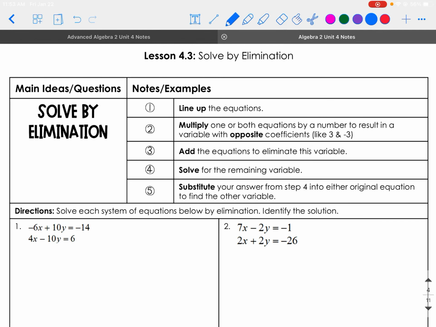Hey everyone! In this video, we're doing lesson 4.3, which is solving by elimination. It's the next method out of 4 that we're going to learn.